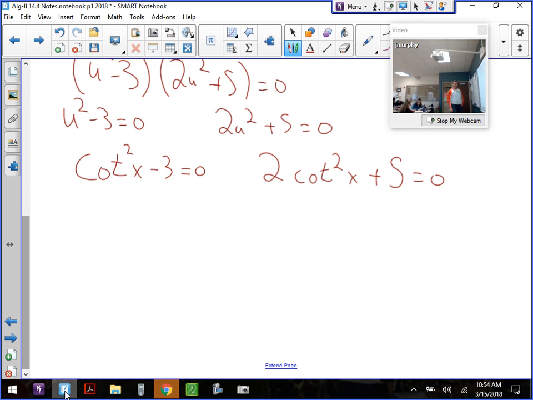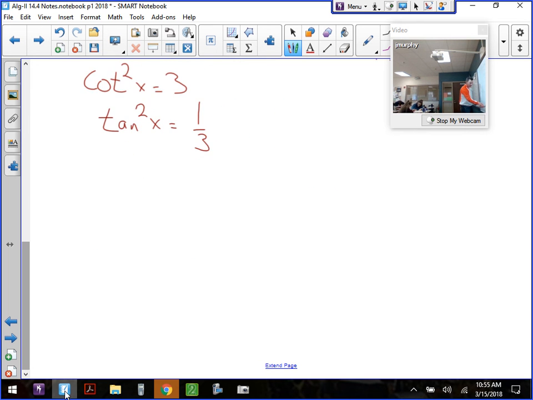Add 3. What is the reciprocal property of cotangent? Tangent, okay. So I'm just going to flip it down, say tangent squared equals 1/3. Now, how do you undo it? Square root. So I take the square root, and I'm going to get x will equal what angle has a tangent value of plus or minus 1/√3. I don't bother rationalizing this because when I'm searching for the angle, it's easier to do it without.